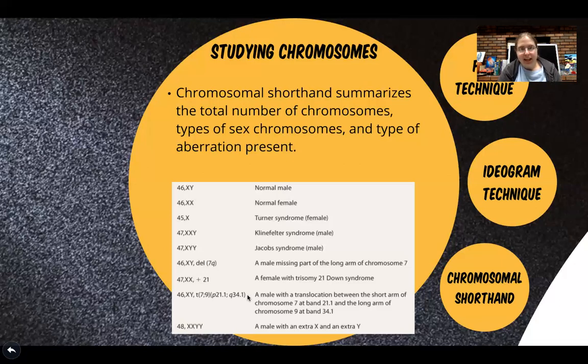And then we have 48, XXYY, which is, we have 2 extra chromosomes. We have specifically 2 extra sex chromosomes, and this leads to a male with both an extra X and an extra Y.